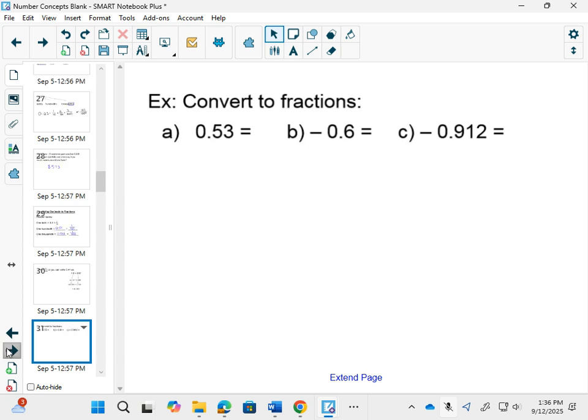So I want you to try changing each of these on your own to fractions, and I'll put up the answers in a second.